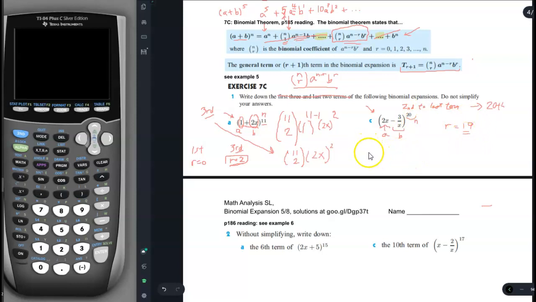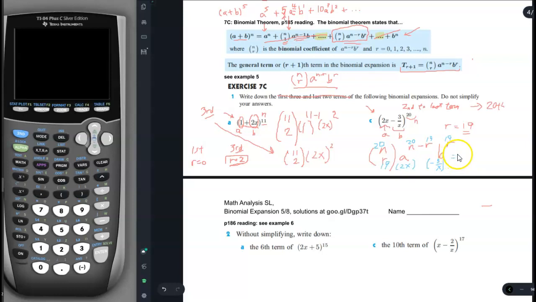So now all we need to do, once again, is first copy down the general term formula from the formula booklet. And then we're going to fill in all the blanks. So for n, we're going to put the 20 because that's the n value. For the r value, we're going to put 19 because that's the r value for the second to the last term. And the a value is going to be 2x, put parentheses around it. And the b value is going to be negative 3 over x, put parentheses around it.